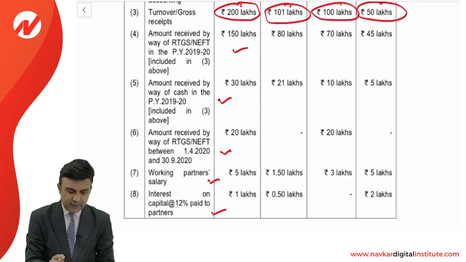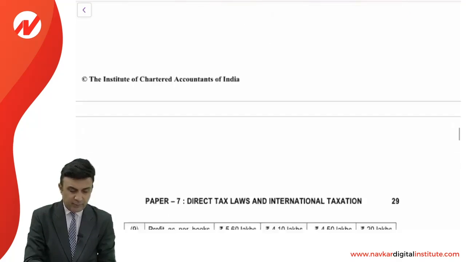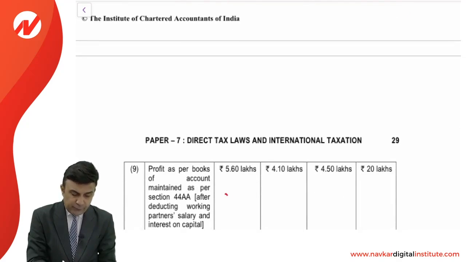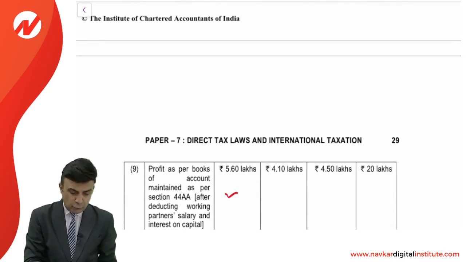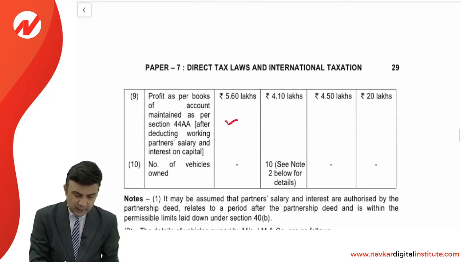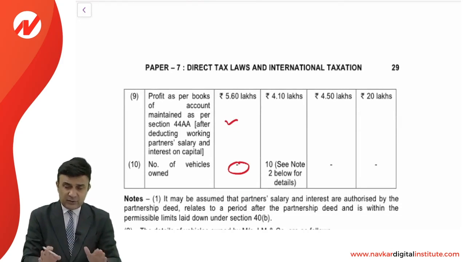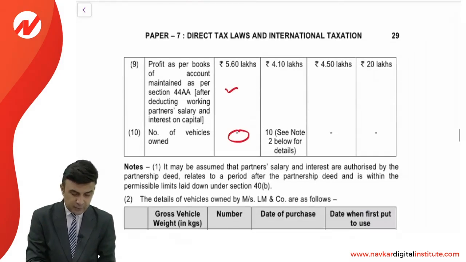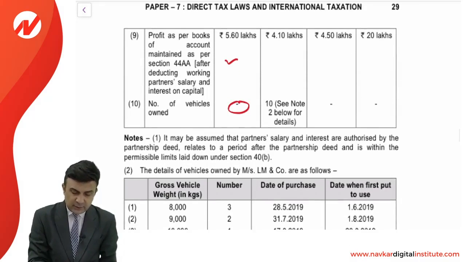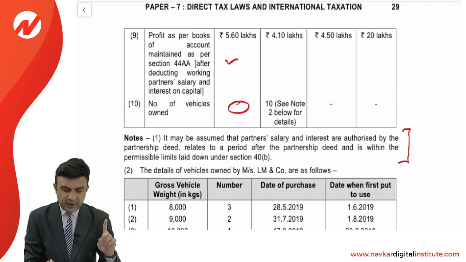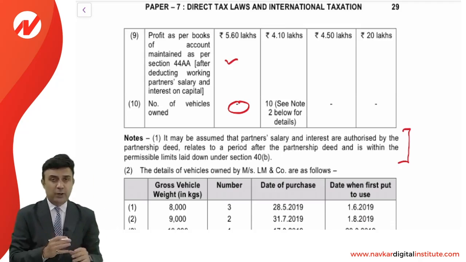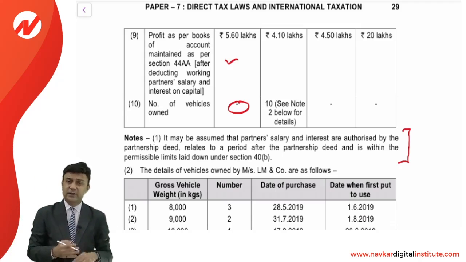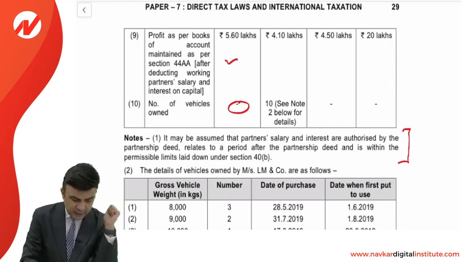Remuneration to working partner, interest at the rate of 12% to partner. Profit as per books of accounts if they have maintained the books of accounts under section 44AA. And here number of vehicles are given which is relevant only for one assessee. It may be assumed that partner salary and interest are authorized by the partnership deed, relate to the period after the partnership deed and are within the permissible limits of 40B. Meaning thereby whatever the remuneration and interest given is as per 40B, fulfilling various conditions.